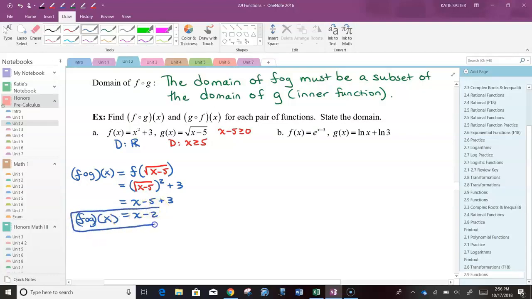If we only looked at this function, we would think that the domain was all real numbers because that's a linear function. However, since the inner function was the g function and it has a restriction on the domain, we have to be within that domain. So our domain for this function is going to be from 5 to infinity, including 5.